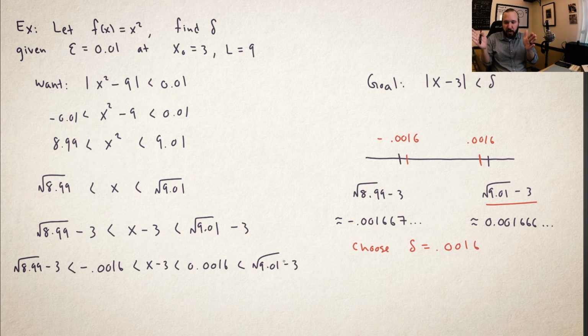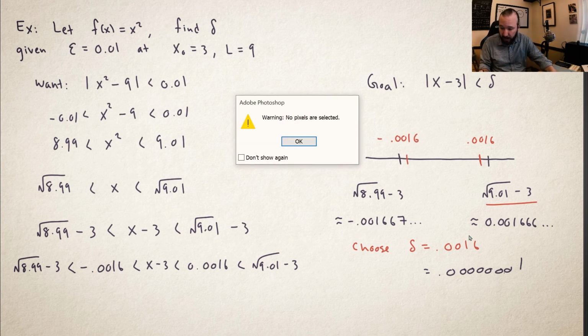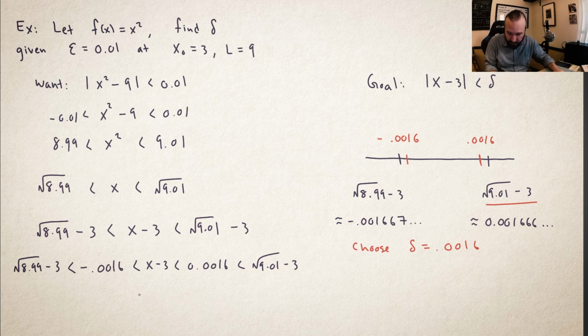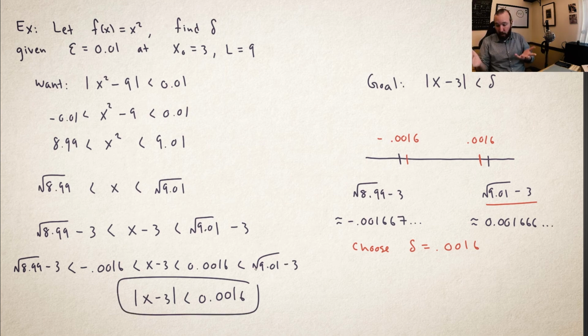So I'm free to choose delta as small as I want, right? If I wanted to, I could choose delta to be 0.00000001. You can make delta as small as you want. The logic is just find a delta that will work. So I've done it. This happens when the absolute value of x minus 3 is less than 0.0016. Okay. All right, so that's it. We did it. Given this specific epsilon, we were able to find a delta.